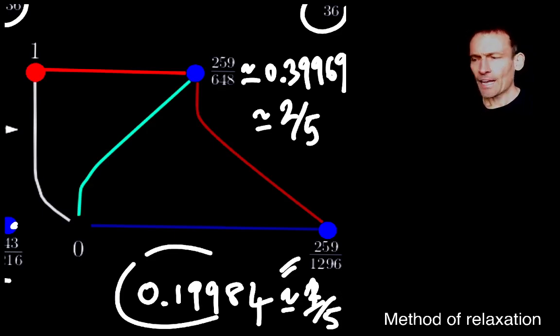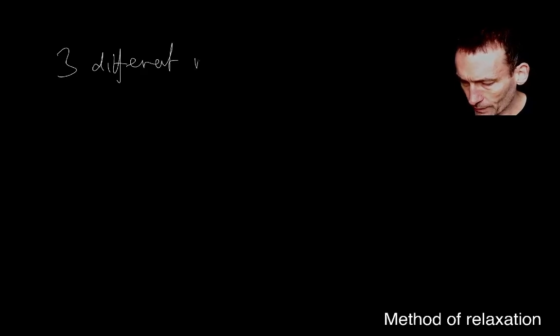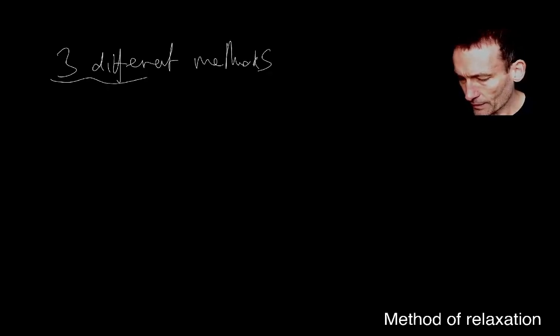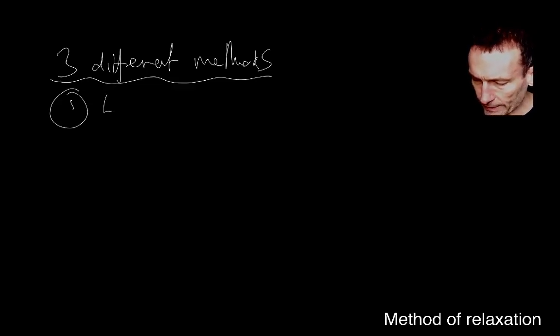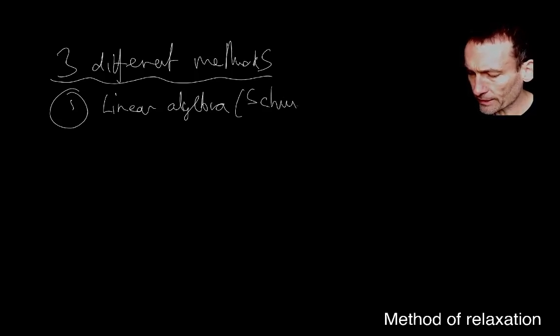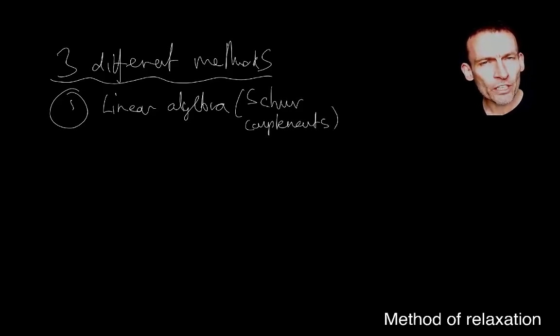Okay. This is a very interesting new method of calculating it. It's interesting to see that there are lots of different ways of calculating these potentials. We've actually seen three different methods. The first one was the linear algebra approach, using Schur complements and things like that, based on the fact that we know what the incidence matrix is and we can construct the Laplacian.